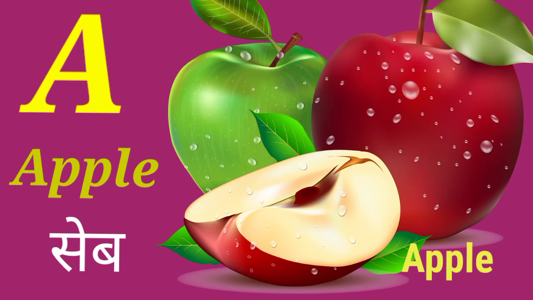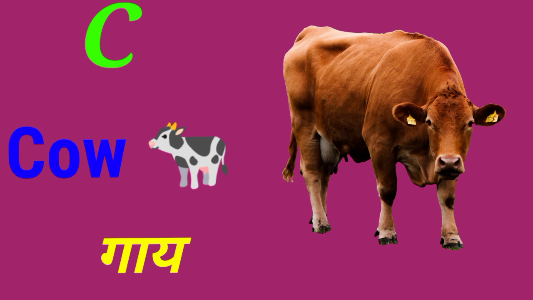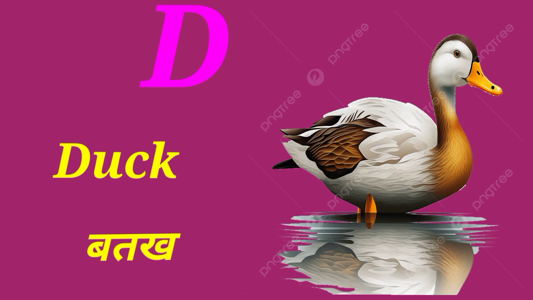English alphabet. A is for apple. Apple is a fruit. B is for ball. C is for cow. D is for duck.